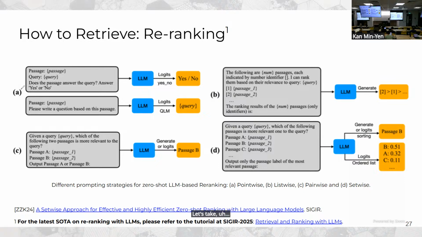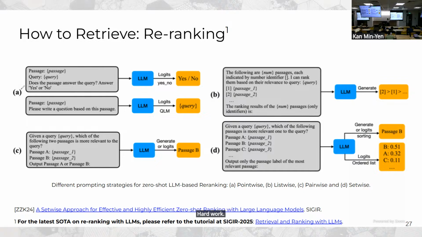We can see we input the candidate passage or the candidate document and the query. We ask within the prompt, does the passage answer the query? Please answer yes or no. So it's a kind of point-wise re-ranking.